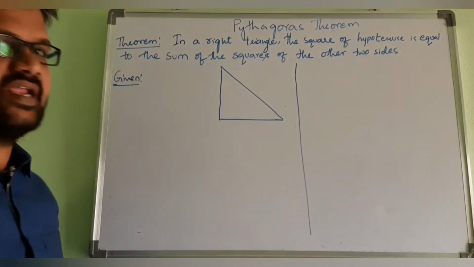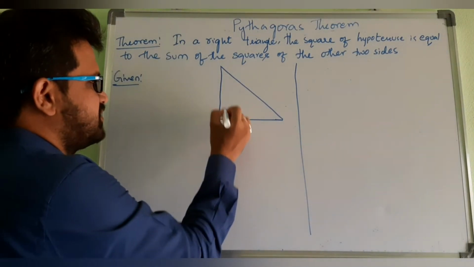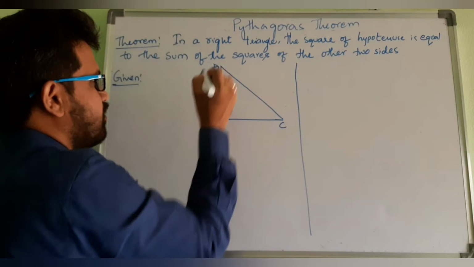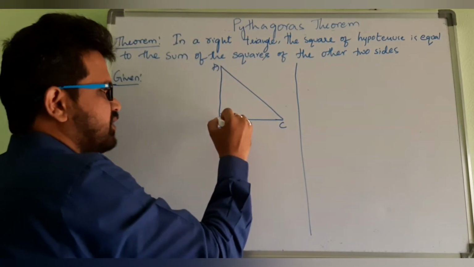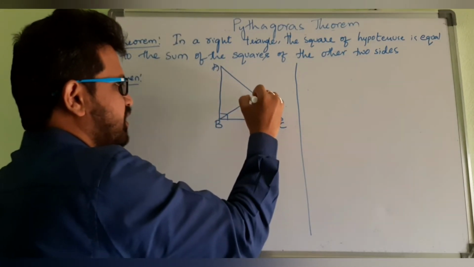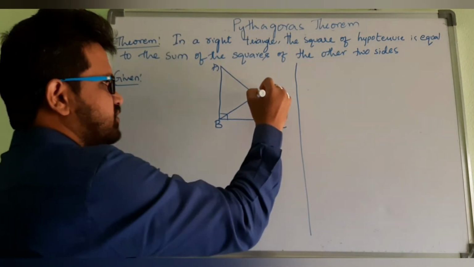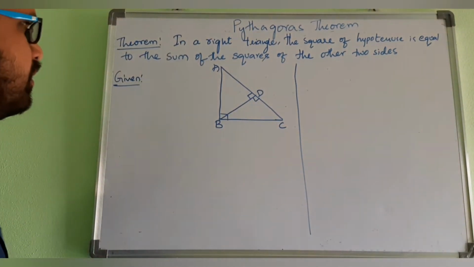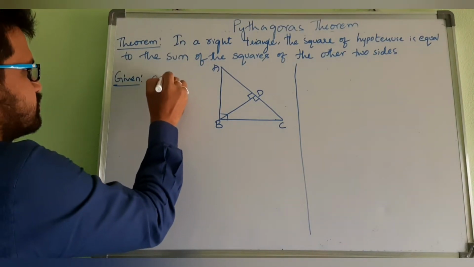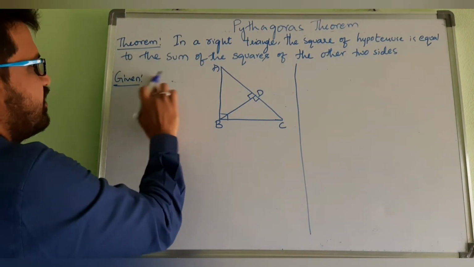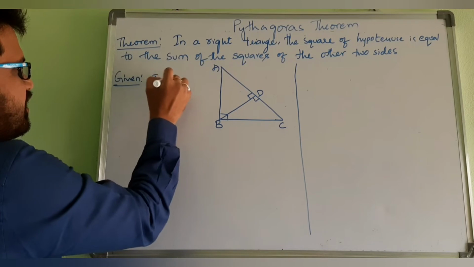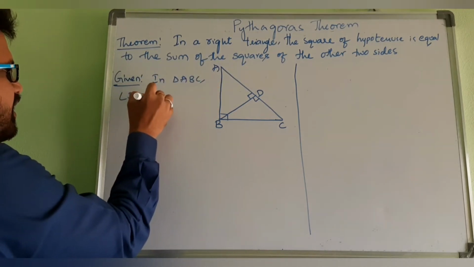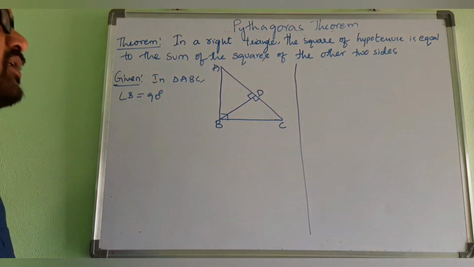Let us draw the triangle, right angle triangle ABC. Okay, and as usual we have to construct one perpendicular to the hypotenuse. Let us take BD perpendicular to AC. First, given: what is given? In triangle ABC, angle B is 90 degrees.